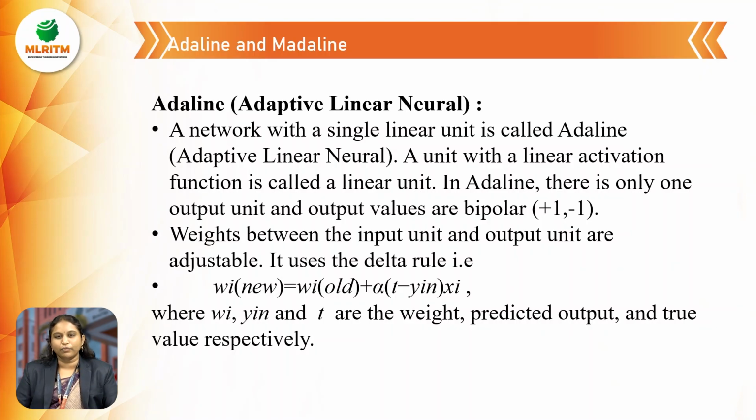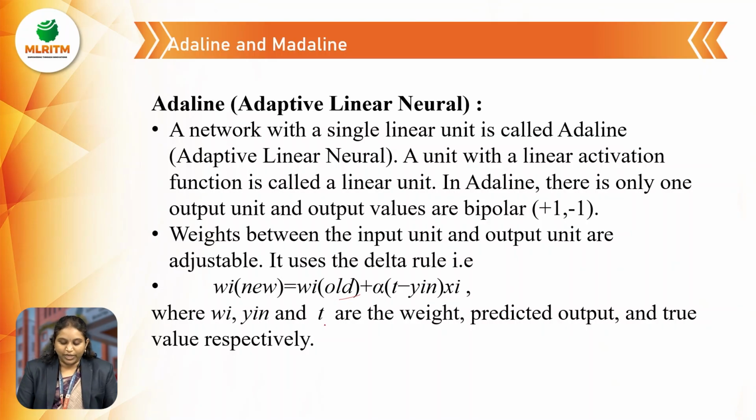In ADALINE there is only one output, and the output can be bipolar, that is +1 or -1. The weights between the input and the output units are adjustable. We can adjust the weight by using the old weight, where it uses the delta rule. We have the formula here: weight new equals weight old plus the difference between the predicted output and the targeted value, the true value. By computing all these values, we can get the new, updated value of the weight.